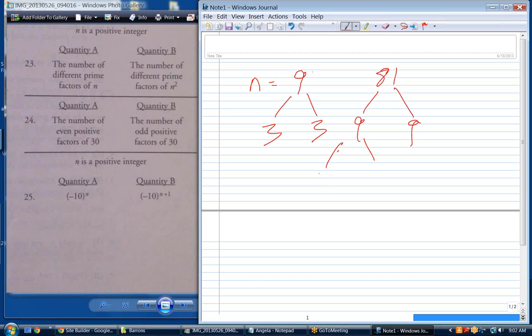Okay, and if you look at 81, that's going to have the same number of prime factors, 1. They're equal, yes. In other words, for it to pick up additional prime factors, it would actually have to be multiplied by another prime number.